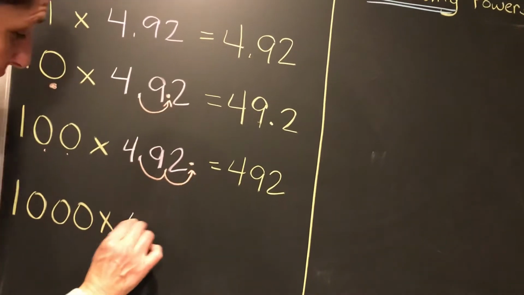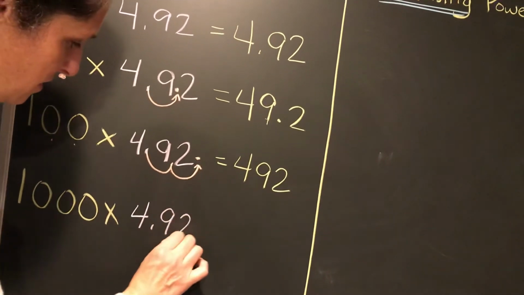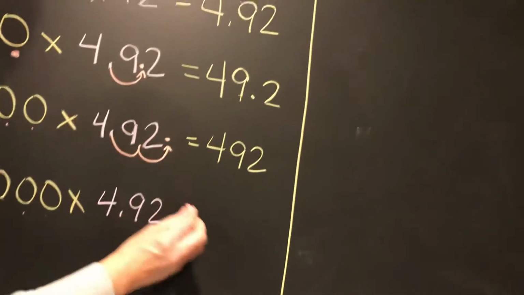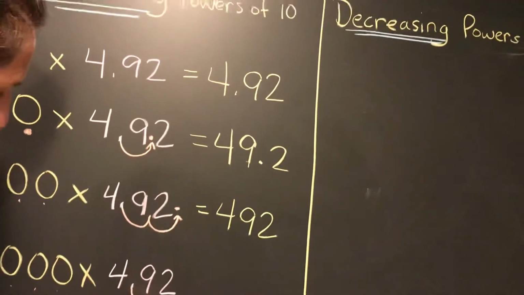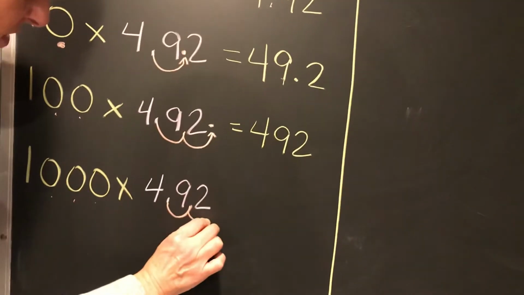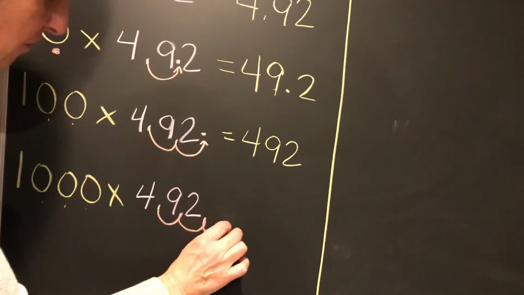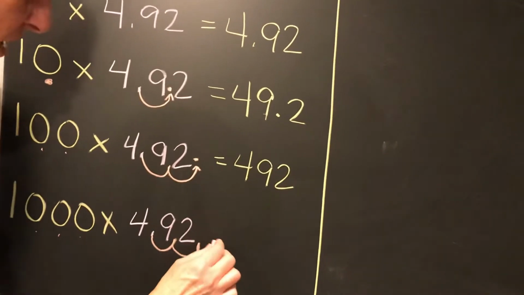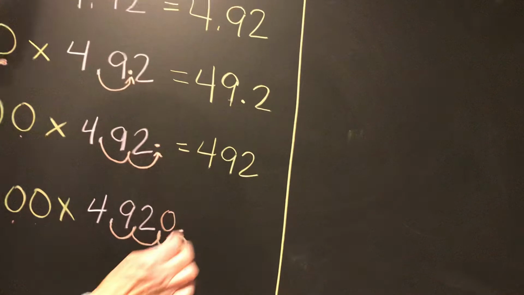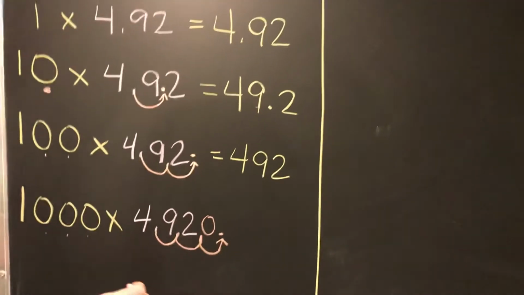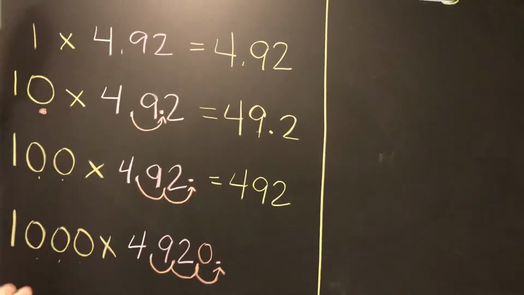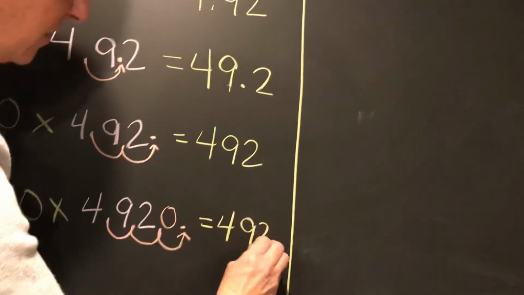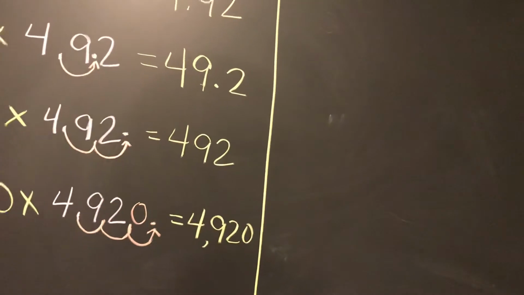times 4 and 92 hundredths, you're going to move it 1, 2, 3 places to the right. It's got to get larger. So your decimal point travels once, twice, 3 times, and it lands right here. You've got to fill this space in between the digit and the decimal point. So you've got an answer of 4,920. That's just a comma.